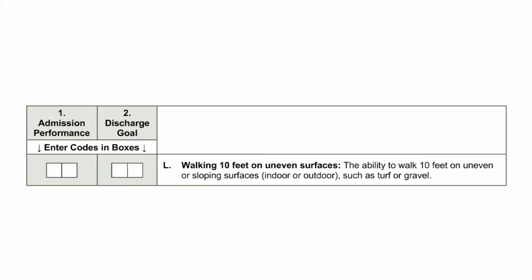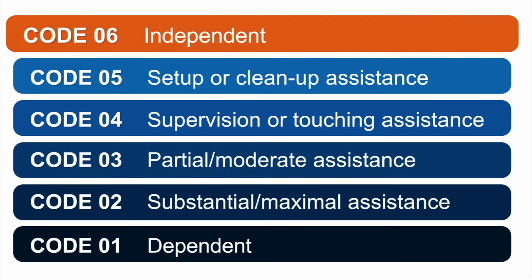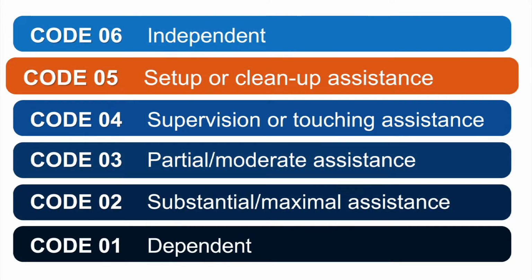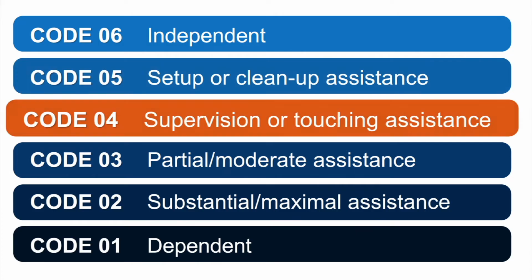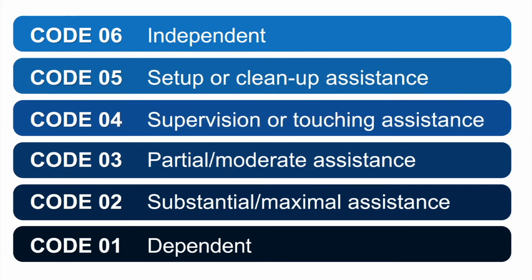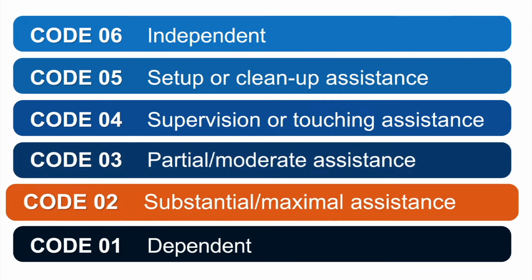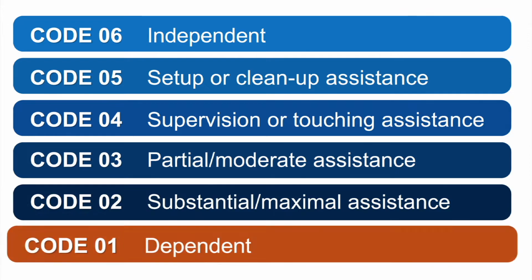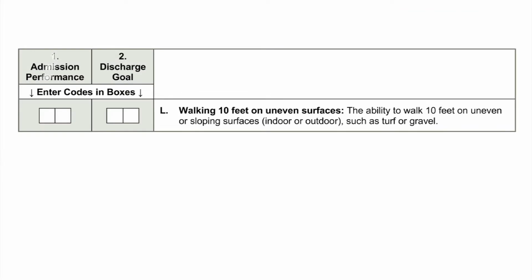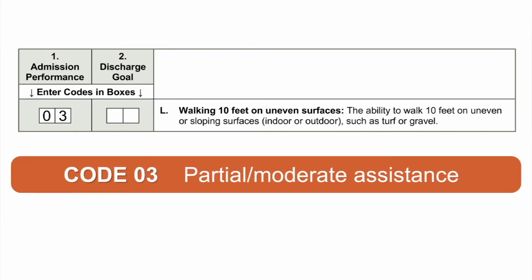How would you code Ms. Carlson's admission performance for GG0170L, walking 10 feet on uneven surfaces? Code 06, independent. Code 05, setup or cleanup assistance. Code 04, supervision or touching assistance. Code 03, partial moderate assistance. Code 02, substantial maximal assistance. Or Code 01, dependent. The correct answer for Ms. Carlson's admission performance for GG0170L, walking 10 feet on uneven surfaces, is Code 03, partial moderate assistance.